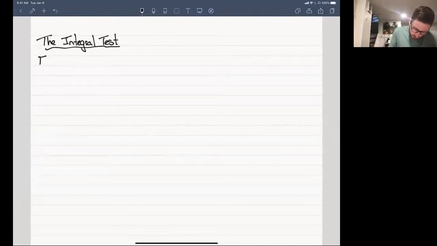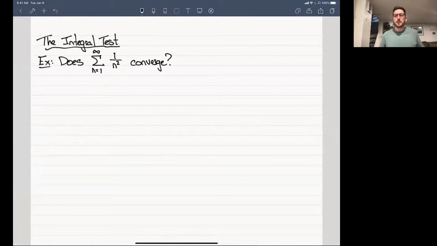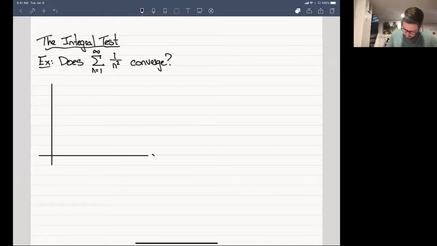So let's ask ourselves the following question. Does this sum, 1 over n squared, converge? We just saw 1 over n, so let's ask ourselves, does 1 over n squared converge here? Now, here's what I want to do. I want to offer a little sketch before I do anything. So this is my x, this is my y. Let's use the graph of 1 over x squared. So this is y is equal to 1 over x squared here.